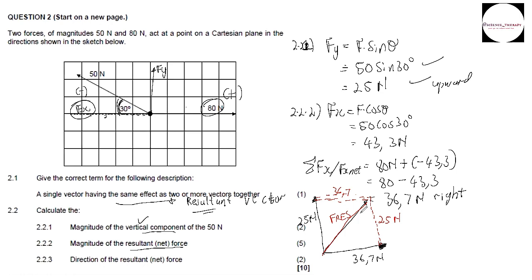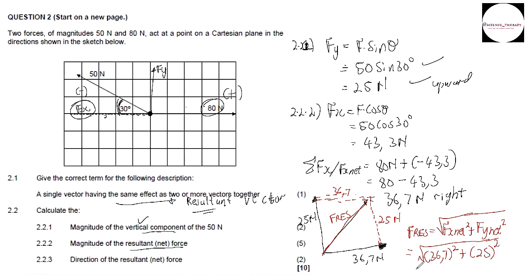So if we are using this here, we can find the resultant by saying F res is equal to the square root of Fx net squared plus Fy net squared, right? And now we have what? Our Fx net, which is the sum of the Fx, we found it to be 36.7. It's going to the right, so it's positive. And our Fy net, the only vertical force that we have is Fy. So we have that 25 there, and then we square that.